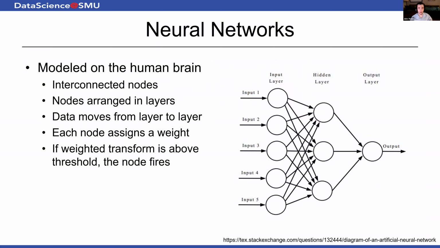Before discussing neuroevolution, I would like to give a short background on neural networks. Neural networks are a form of unsupervised machine learning directly inspired by the human brain. They are composed of interconnected nodes that are arranged in layers. As the data moves from layer to layer, each node transforms the data using a weight. And if the weighted and transformed data is above a threshold, the node fires, sending a signal to the next layer. The first layer in a neural network is always an input layer, the last layer is always an output layer, and the layers between are called hidden layers.